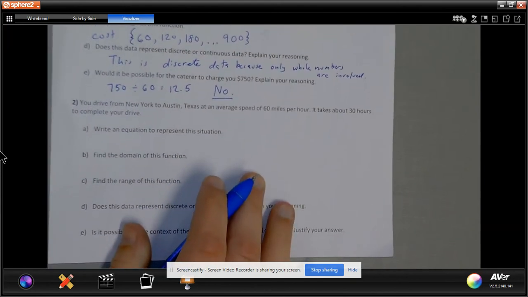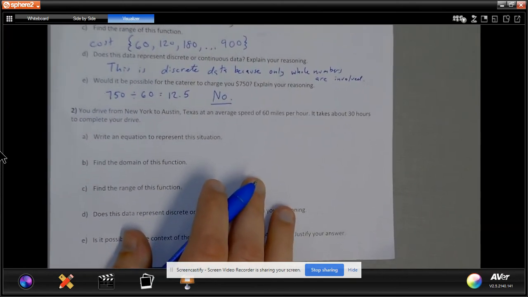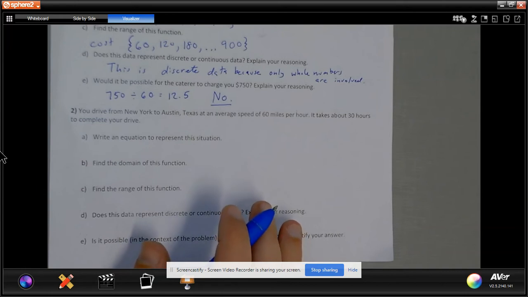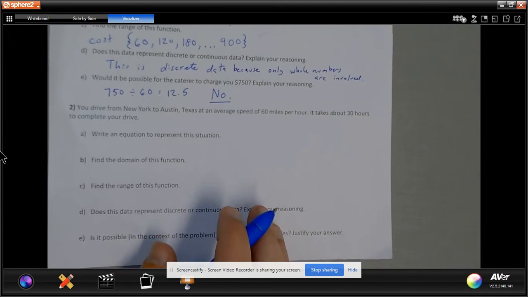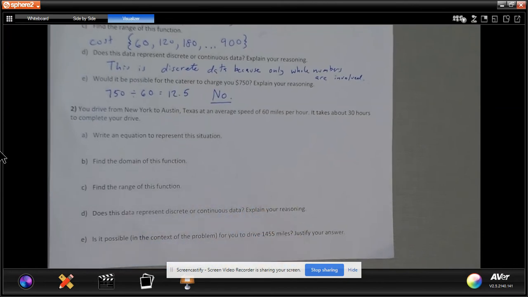Number two: when you drive from New York to Austin, Texas, at an average rate of 60 miles per hour, it takes about 30 hours to complete your drive. Write an equation to represent this situation.